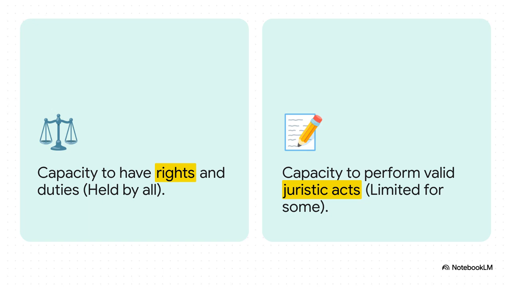But the capacity to act is the ability to actively perform a valid juristic act, like signing a contract to buy a house or a car. So while every human has rights, not everyone has the capacity to actively perform valid legal actions under the law. Think about it. A 1-year-old baby absolutely has the right not to be harmed, right? But they obviously cannot sign a legal lease agreement.